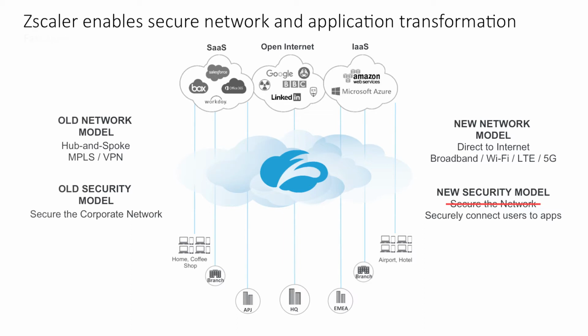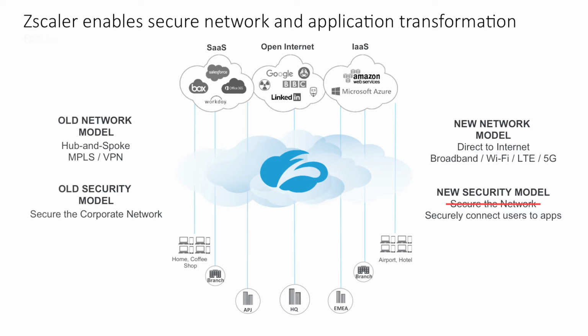So instead of the old network model, which was hub and spoke based and MPLS based, customers are now looking at a network model which is more direct to internet based. With the advent of SD-WAN and faster broadband connections, people are able to do local breakouts from the branch without the need to backhaul this traffic.